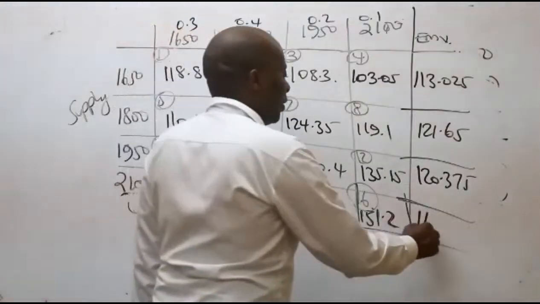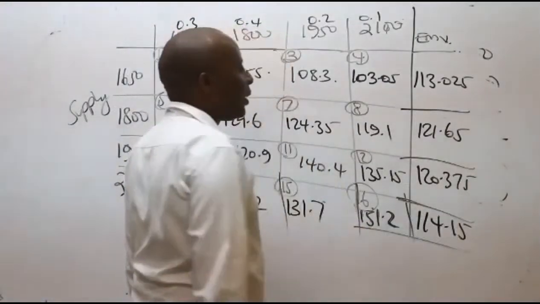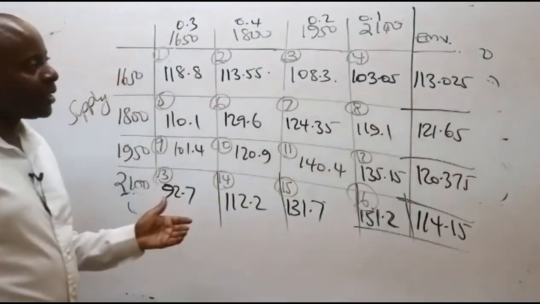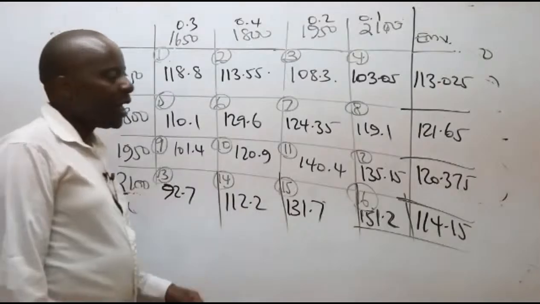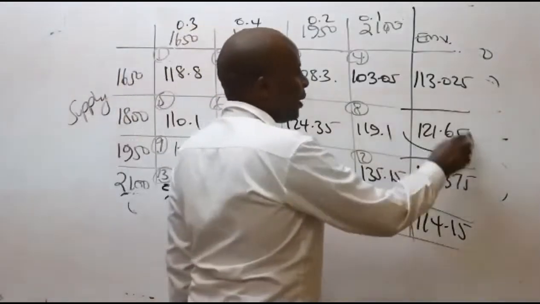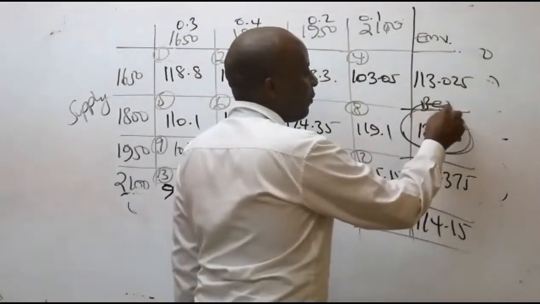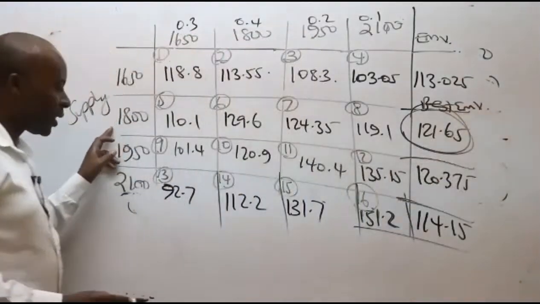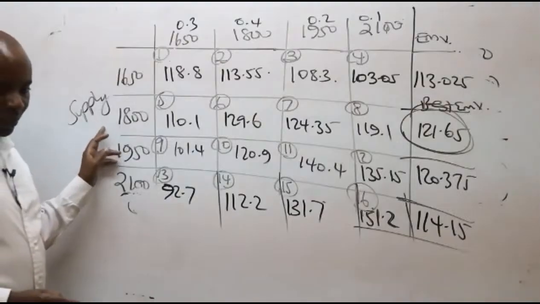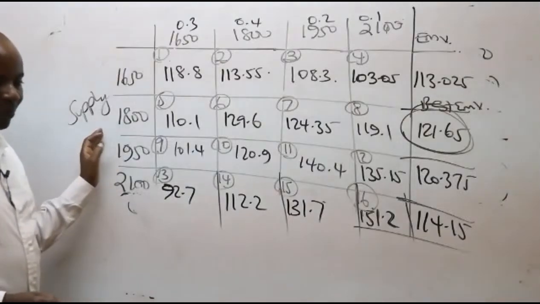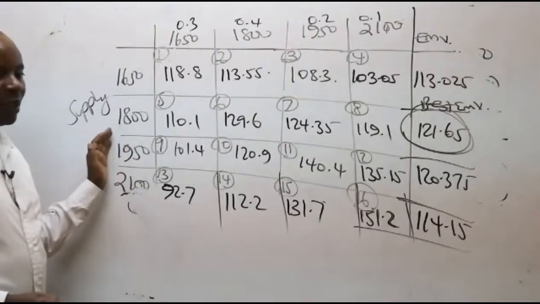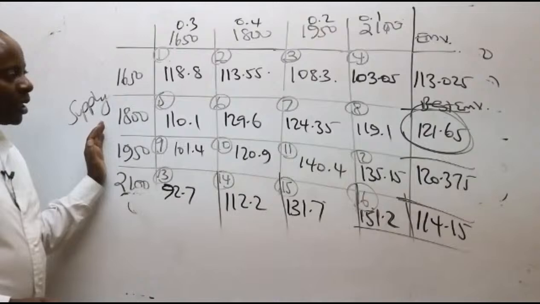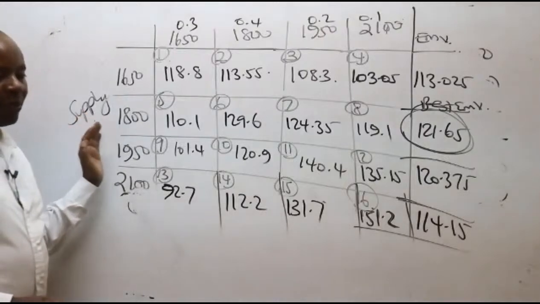114.15. So in that regard, ladies and gentlemen, of course, we have said here severally categorically that we will always work with the highest expected monetary value. So the highest expected monetary value is this one here. So this is the best EMV. And then we'll have to ask these people to sell how many bracelets? 1,800 bracelets. The company should sell 1,800 bracelets.